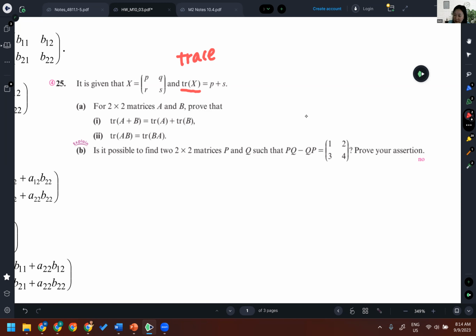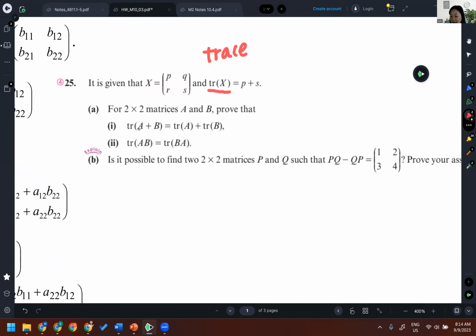You can see that if I add A to B and then find the trace, it's equal to I find the trace separately and then add. Also, you can see that if I multiply AB, although we know that AB and BA are not necessarily equal in the world of matrix, most of the time they're not equal. But when you find the trace of these two, they're equal.